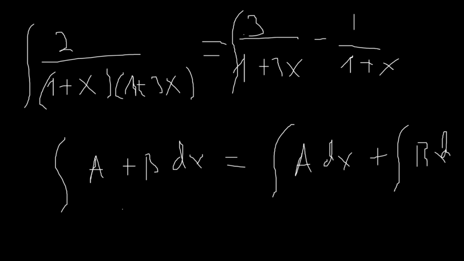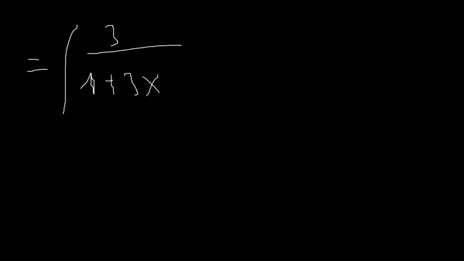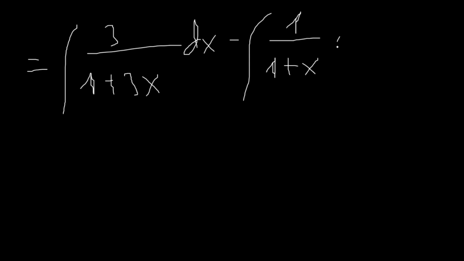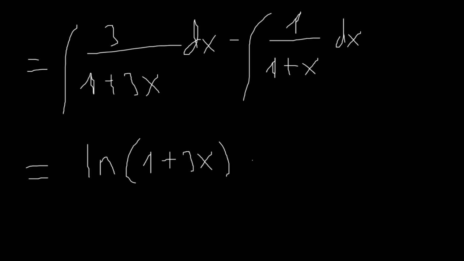You can just say this question is already solved, because you are going to have the integral of 3 all over 1 plus 3x dx minus the integral of 1 all over 1 plus x dx. Automatically, I will just introduce a ln function here, and therefore my integral will be equal to ln of 1 plus 3x minus ln of 1 plus x plus a constant k.